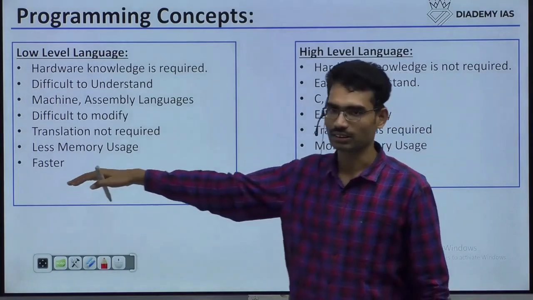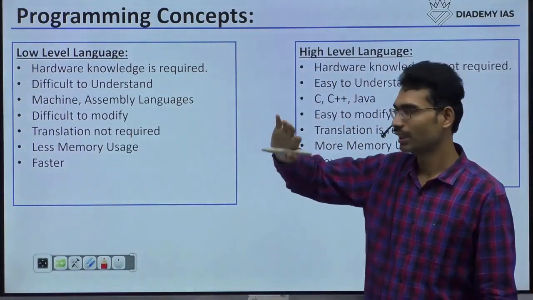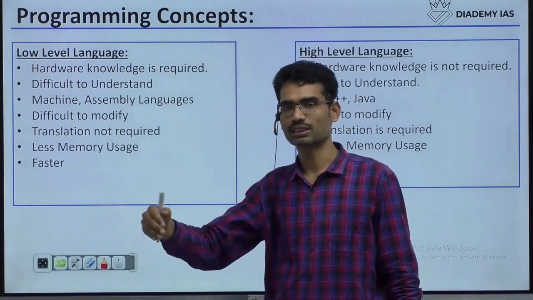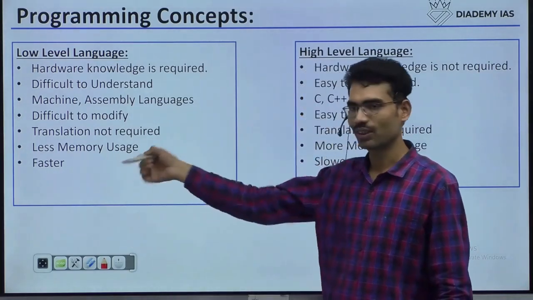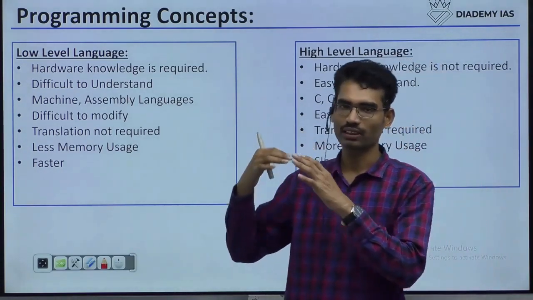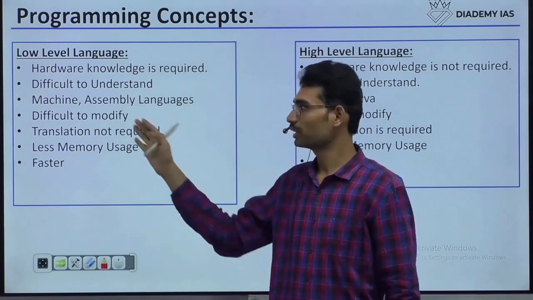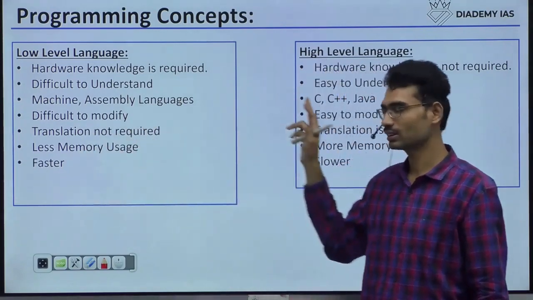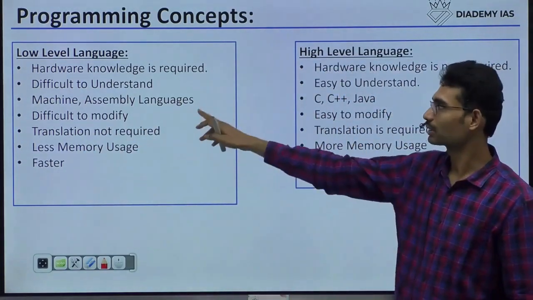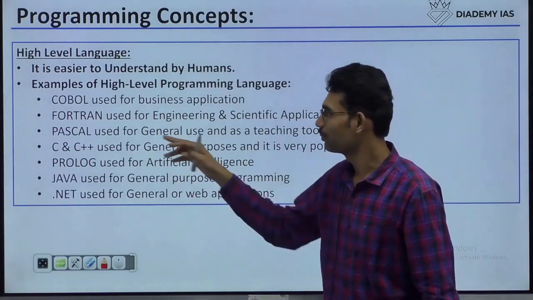And this one is faster, because of less memory, directly you talk with the computer, directly whatever the machine almost understands, you will write the code, that is faster. But here it is slow, because first we write in our own language, second step conversion, third step it has to be understood. That's why this is slower in comparison with low-level languages. These are some different examples.